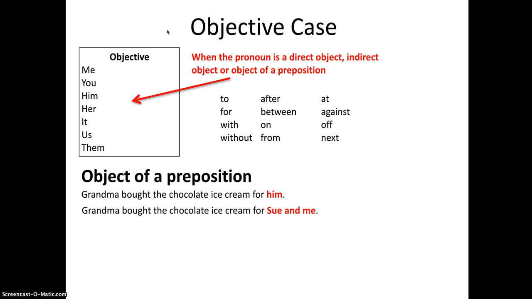Now, when you have a compound object, and there's a pronoun involved, again, it still must be in the objective case. "Grandma bought the chocolate ice cream for Sue and me." We cannot say "for Sue and I." "Me" is in the objective case. Again, if it sounds awkward to you when you're speaking or writing, the way around it is to just use the word "us."